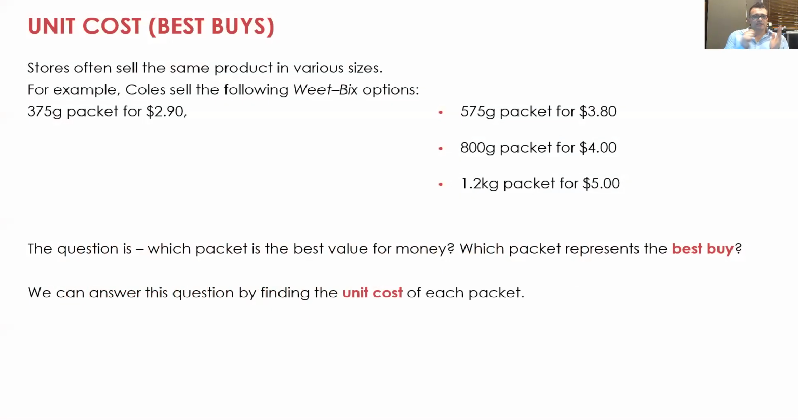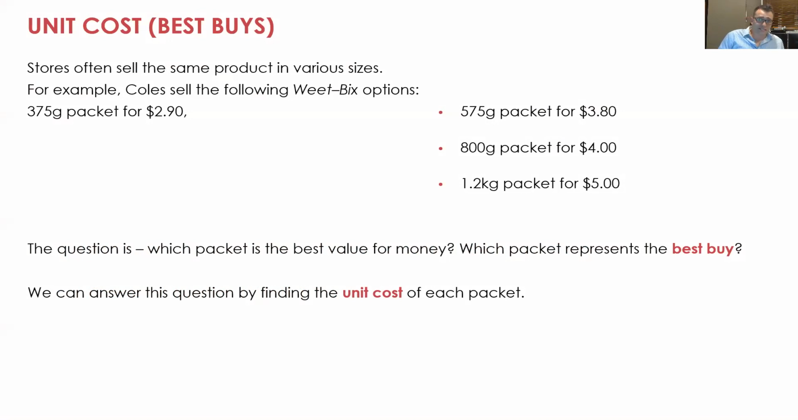Okay, so Best Buys. The idea with Best Buys is usually where we look at getting to a unit price. In our example here, stores often sell the same product in various sizes. For example, Coles selling Weet-Bix, you've got a 375 gram packet for $2.90, 575 for $3.80, 800 gram for $4.00, 1.2 for $5.00. So when we're trying to work out which is the best buy, we want to work out per unit. We can work out per gram, we can work out per kilogram, whichever is more effective.